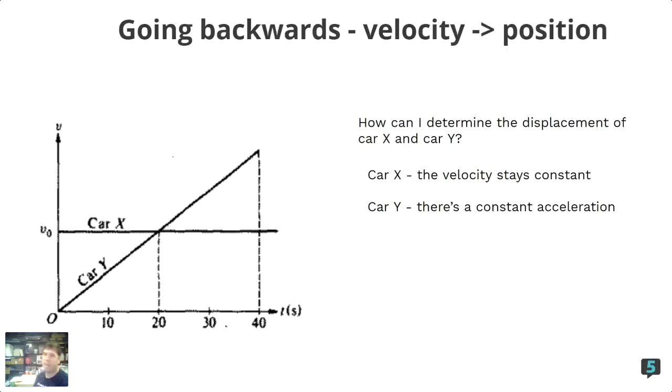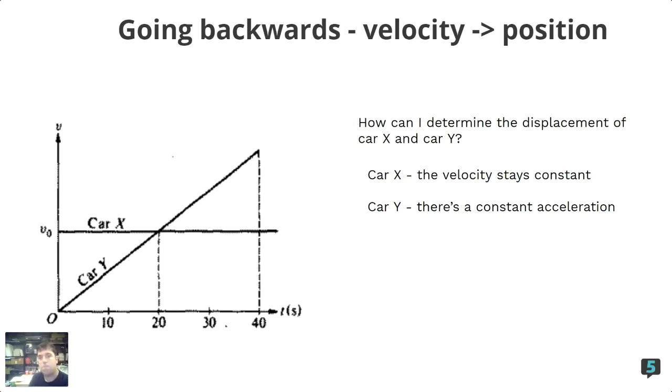So let's take a look at another one. This one came right out of an old AP practice exam. So they're talking about car X and car Y. Car X starts off moving at a certain speed, V naught, and car Y starts off stationary. And then as time goes on, car X maintains its constant speed, and car Y starts to travel upwards, increasing its velocity more and more and more.